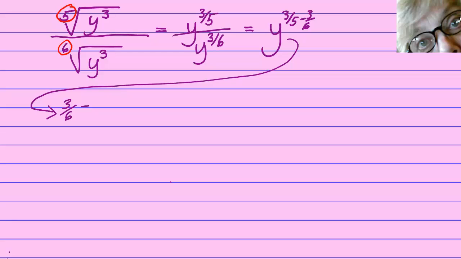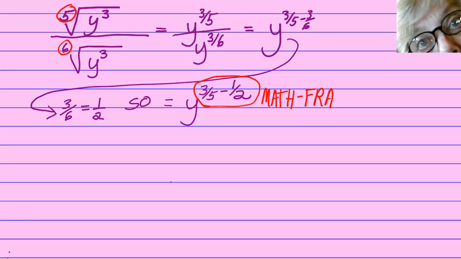But you know, 3/6 reduces to 1/2. It's almost always better to use smaller numbers when you can. So this will be y to the 3/5 minus 1/2. You can MathFrak that in your calculator, or you can do it by hand. For those of you who aren't using a TI, MathFrak is one of the utilities on the Texas Instruments graphing calculator.